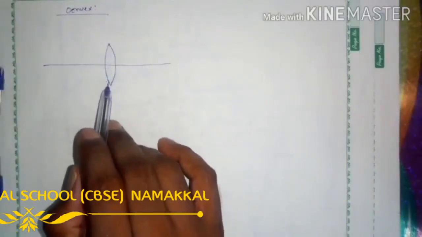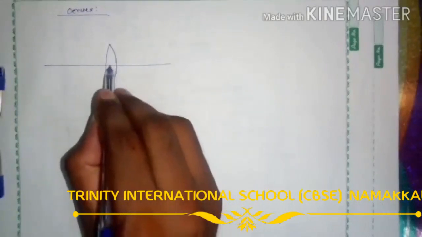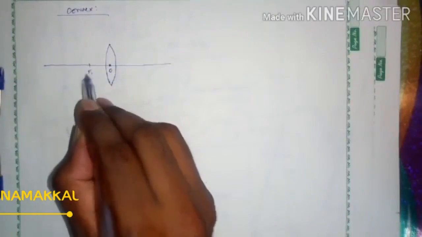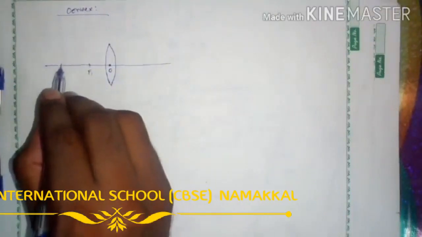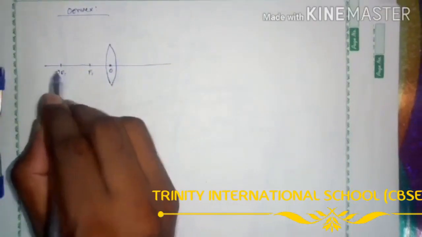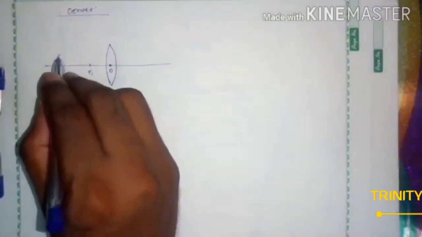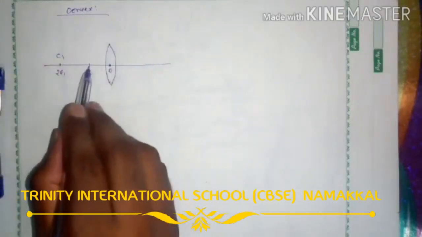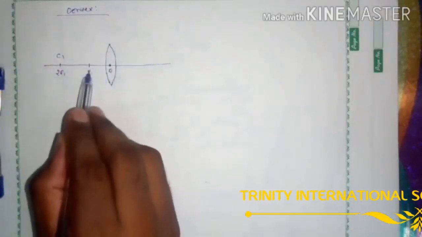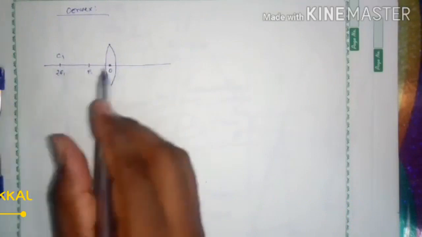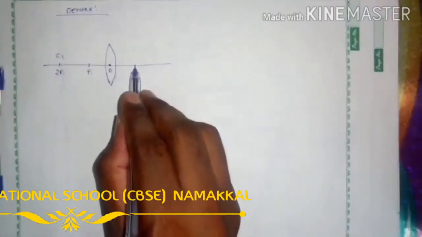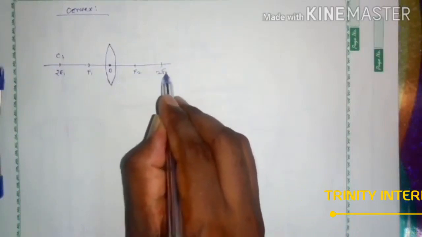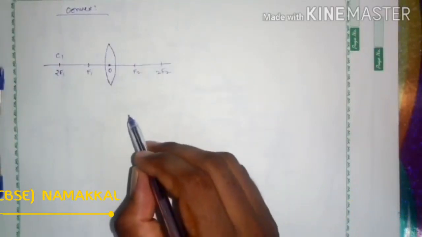Then you mark the optical center O and F1. Here F1 is the principal focus, and 2F1 or C1 is the center of curvature. On the right side, you take the same distance, OF1 equal to OF2, so this is F2 and 2F2. You have to draw it like this.